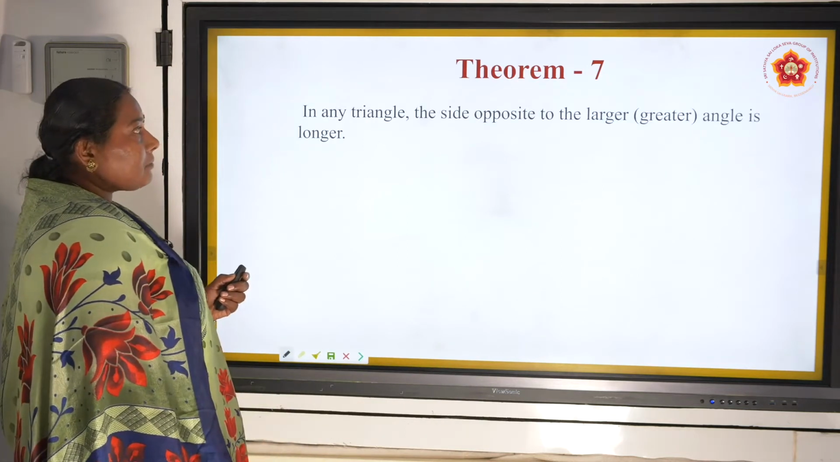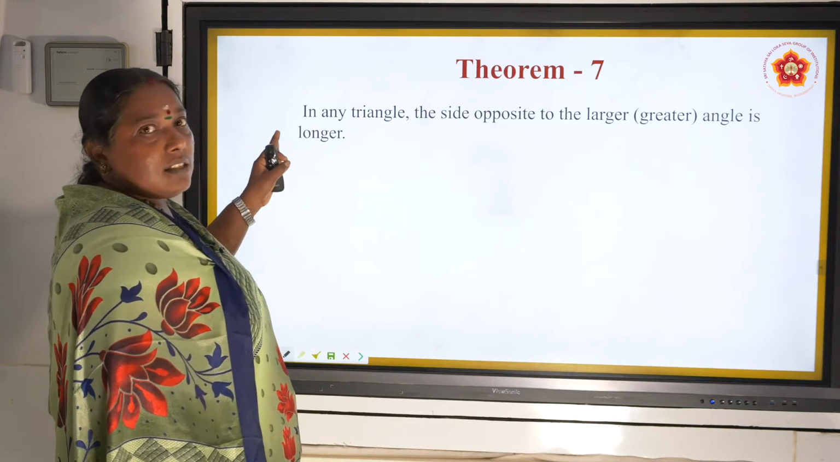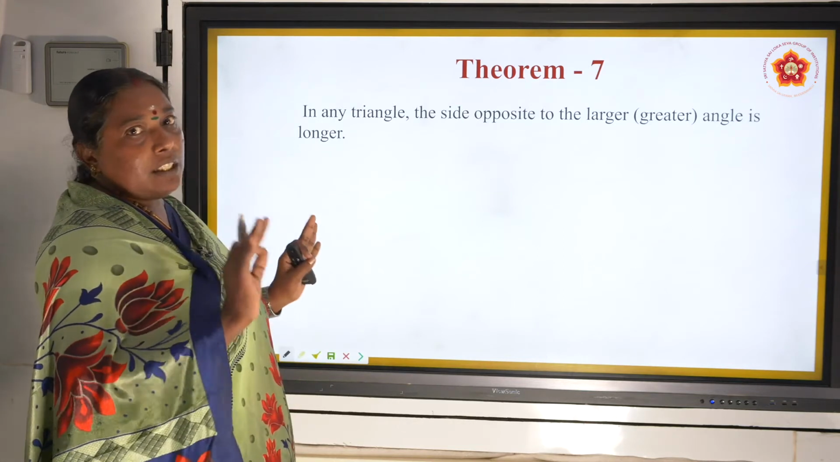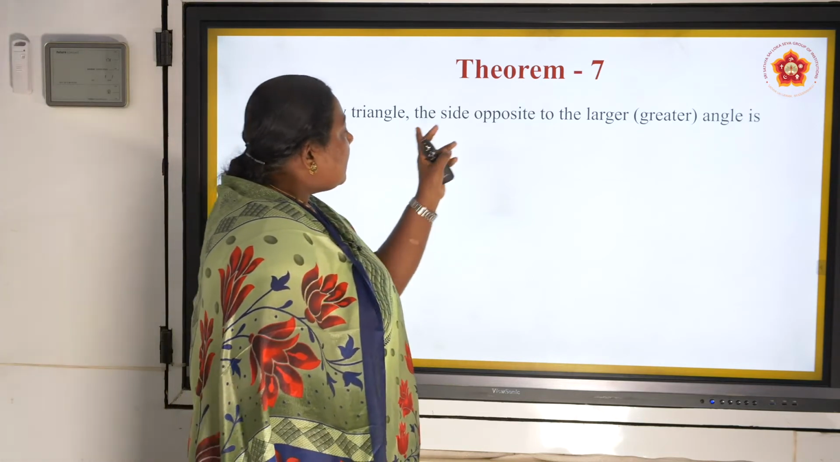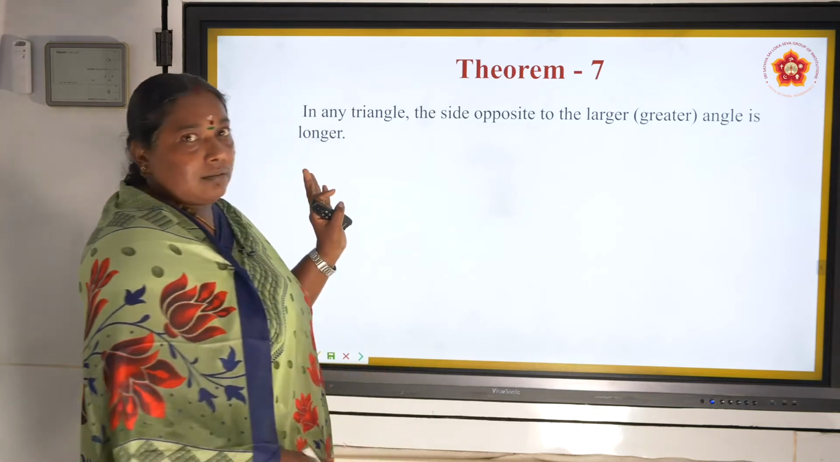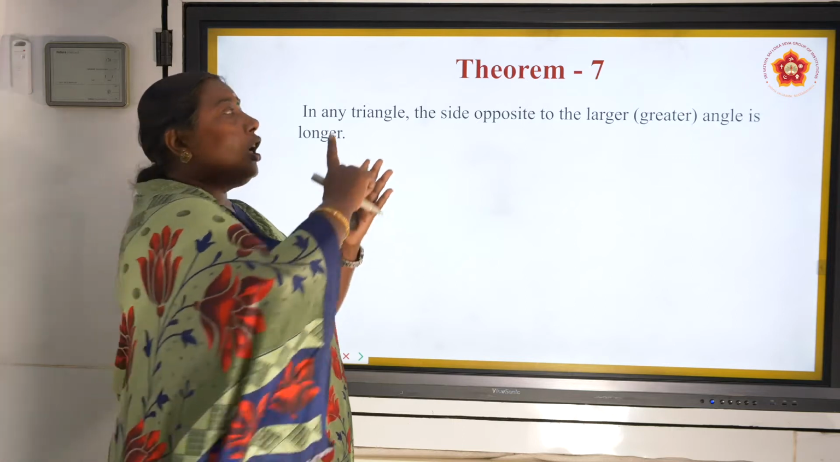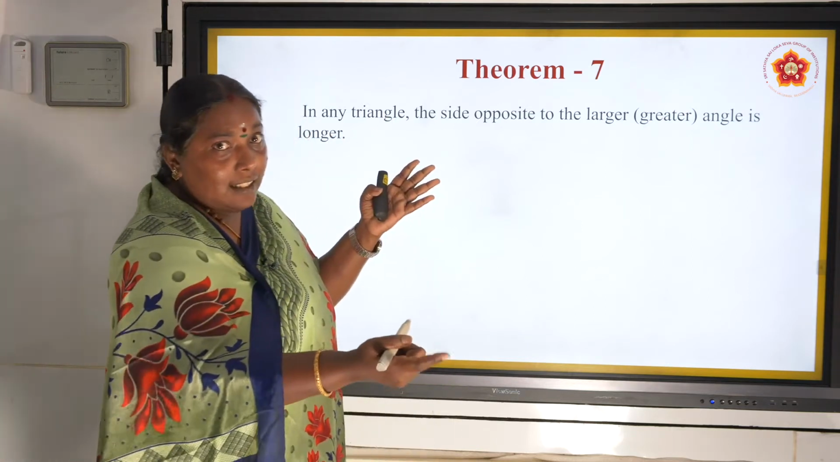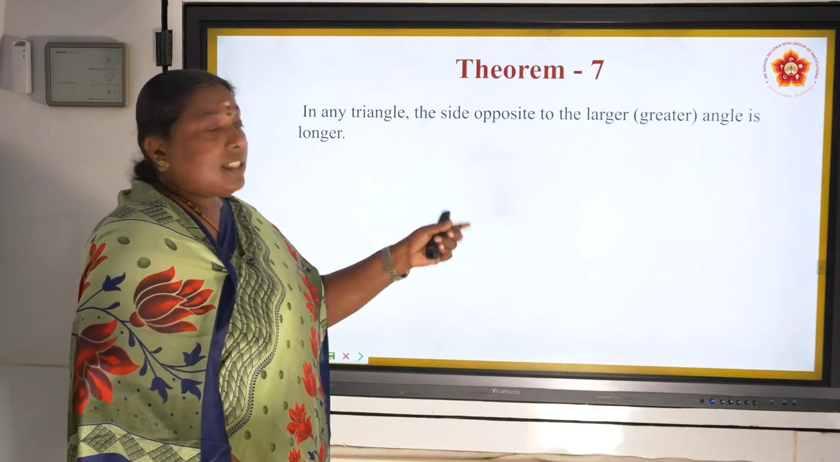Theorem 7. Next one. So this is very easy. If you get this theorem, please write it. You will get 3 marks or 4 marks easily. In any triangle, the side opposite to the larger angle is larger. Just the opposite of the previous theorem. What did the previous theorem tell? Larger side, larger angle. Now they are telling larger angle means it should be opposite to the larger side.